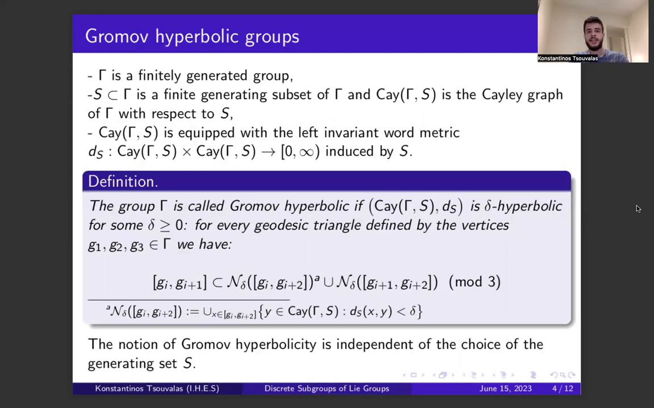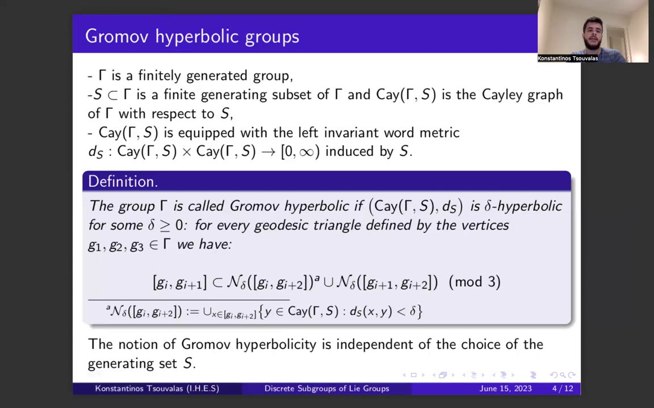When gamma is a finitely generated group, and we fix a finite generating subset S, which by default we assume is closed under taking inverses of elements, then we can form the Cayley graph of gamma with respect to S. This is the graph where the vertices are the elements of the group, and you have an edge between two vertices if their difference is an element in S. And we can put the metric d_S on the Cayley graph, which is simply the usual path metric, giving length 1 to each edge.